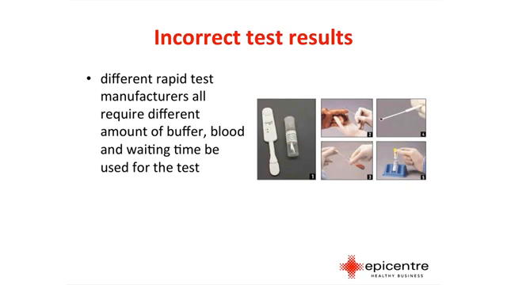Whereas Unigold requires 1 drop of blood, 2 drops of buffer, and 10 minutes to run. In conclusion, it is important that HIV rapid testing is done correctly. It is important that the appropriate amount of blood and the appropriate amount of buffer are actually put into the test kit, and that the specified time is allocated to allow the test to run efficiently.